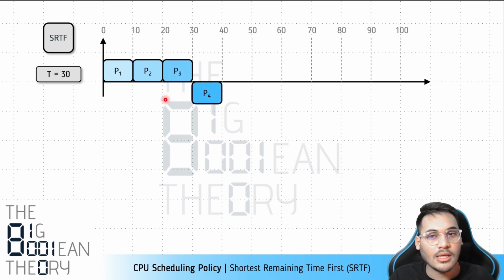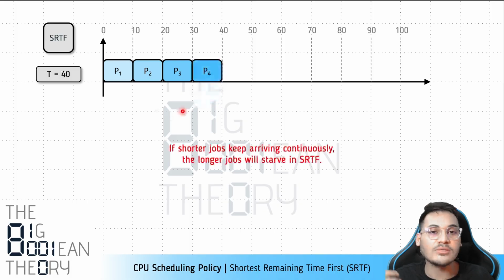So you can see what is happening and what I'm trying to convey. And at t equals 30, let's say the same thing repeats. Another shorter job comes, P4. It again has a shorter remaining burst time, that is 10, compared to 70. Again, P1 has to wait and P4 gets to execute.